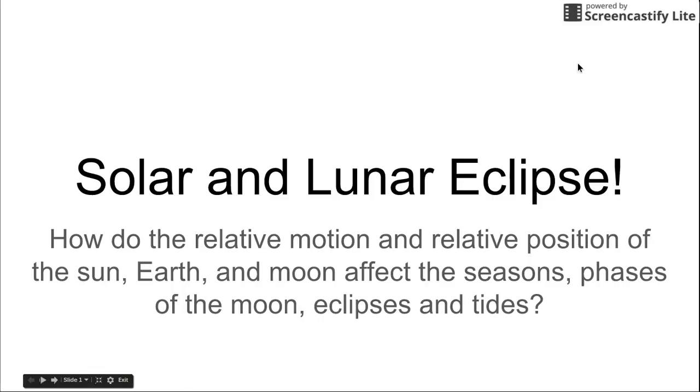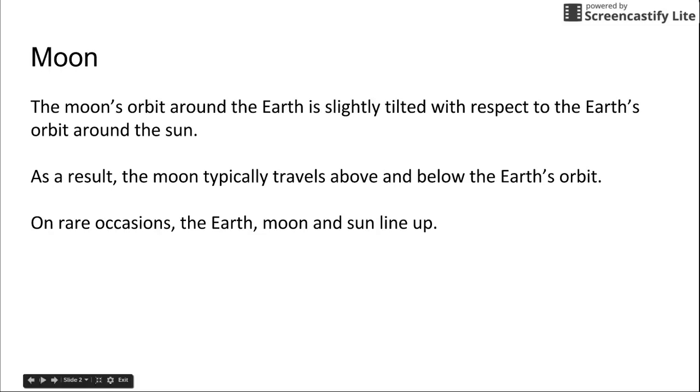Hey, 8th grade. So today we're going to start talking about solar and lunar eclipses. And our focus question again is going to be, how do the relative motion and relative position of the sun, earth, and moon affect the seasons, phases of the moon, and eclipses and tides?